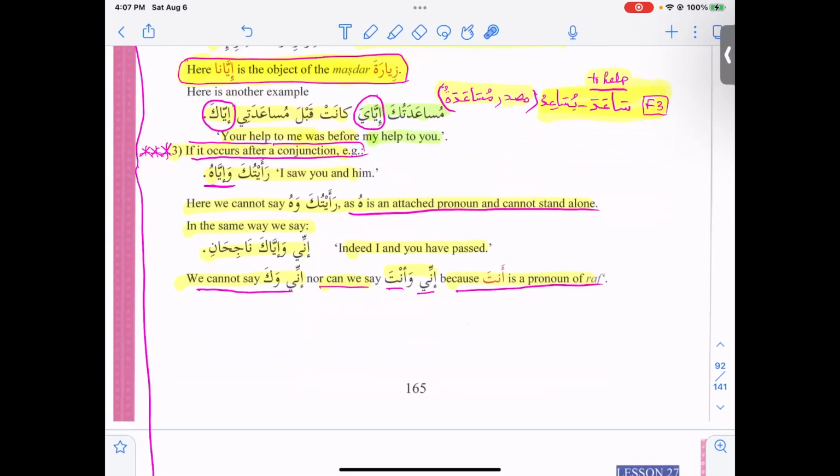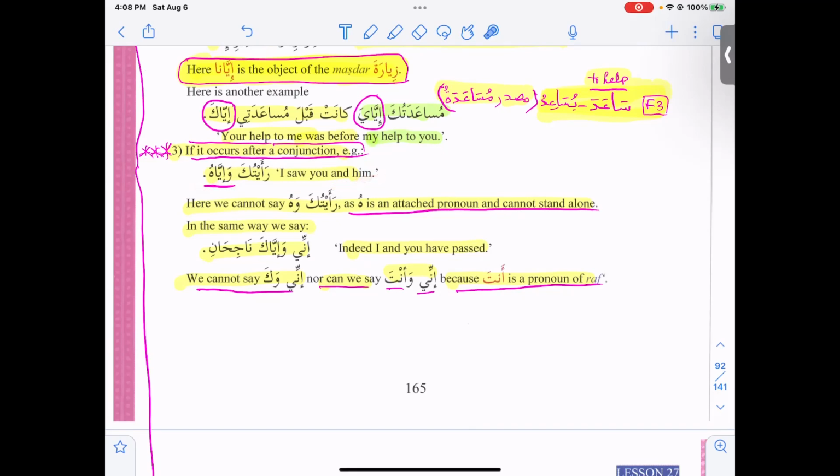Now, it can come after a conjunction. Ra'aytuka wa iyahu. I saw you and him. We cannot say ra'aytuka hu. We will say ra'aytuka wa iyahu. Then we have to use the separate, independent pronoun. I saw you with him. Ra'aytuka, I saw you, wa iyahu, and him.